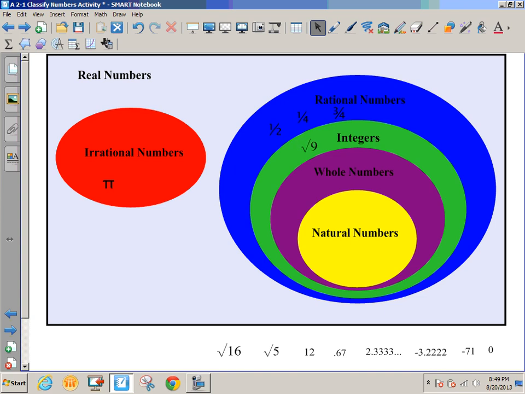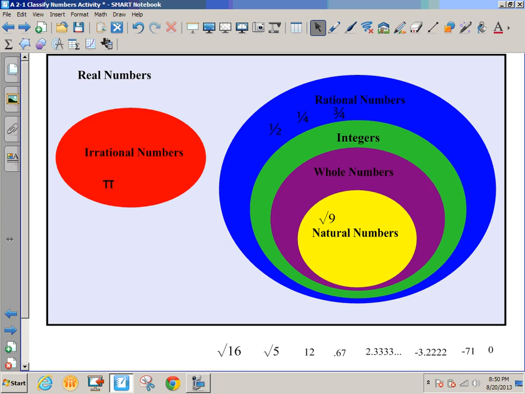Is 3 an integer? Yes, it's 3 or negative 3. Is it a whole number? Absolutely, it would be a whole number, and it would be a natural number. So the square root of 9 falls into all of those categories: natural, whole, integer, and rational. The only difference between whole and natural is the number, yep, 0.